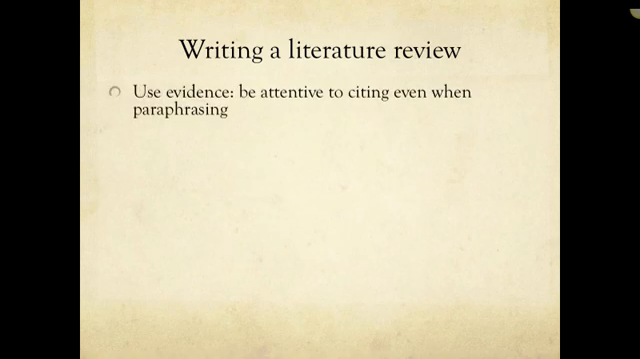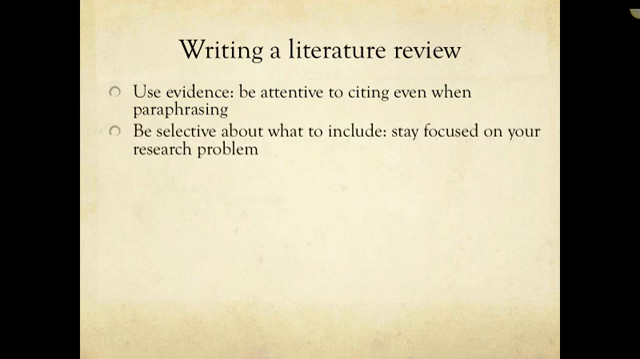First of all, a literature review is just like any other academic research paper. Your interpretation of the available sources must be backed up with evidence to show that what you're saying is valid. And so you need to cite in your text, even when you're paraphrasing and not using direct quotes, where you got that information from.